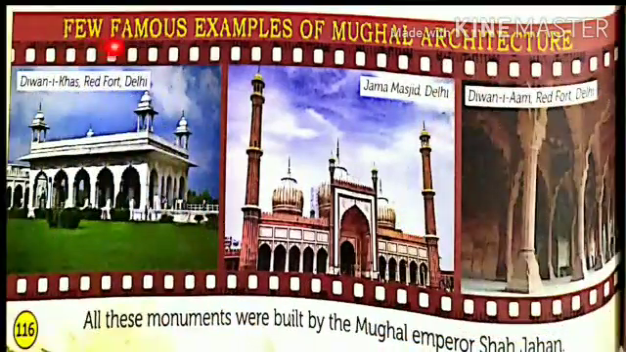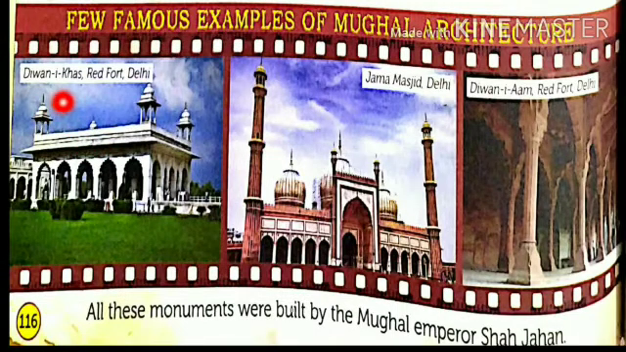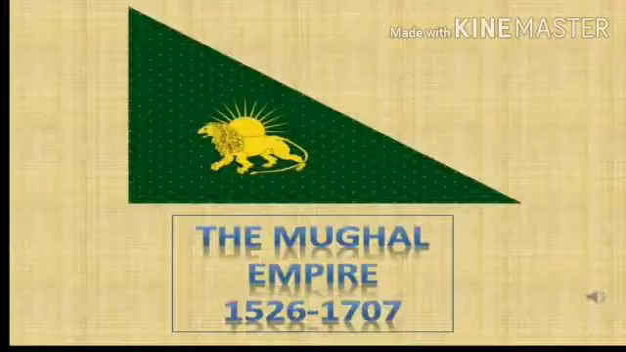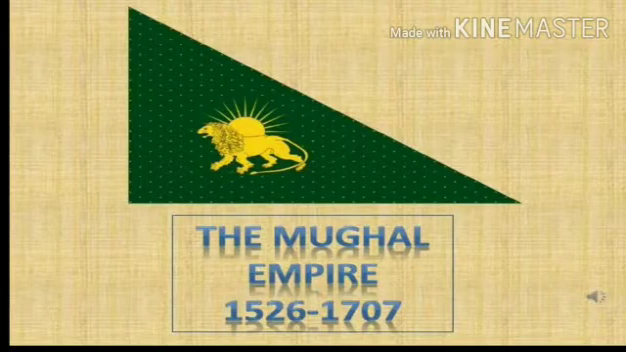Now, children, a few famous examples of Mughal architecture. First picture is of Diwan-e-Khas, Red Fort in Delhi. Next, Jama Masjid. It is also in Delhi. Diwan-e-Am, Red Fort. It is also in Delhi. All these monuments were built by the Mughal Emperor Shah Jahan. So children, we have completed today the Mughal Empire. I hope you have understood both empires very well.